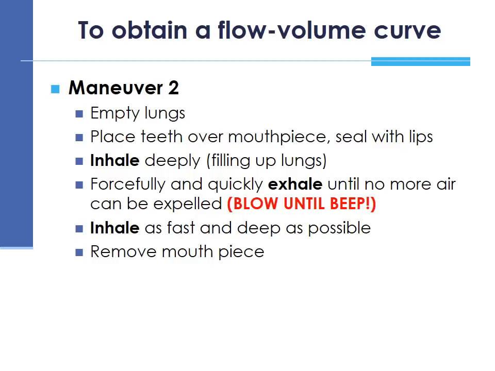So these are the instructions for maneuver 2. Maneuver 2 is a little bit different from maneuver 1, but both of these maneuvers help us to obtain a flow volume curve. So the instructions would be that the patient needs to empty their lungs completely. They then place their teeth over the mouthpiece. Remember, teeth first and then seal with lips. Firstly, they need to inhale as deep as possible, filling up the lungs, so it's a maximal inspiration, and then once again a forceful and quick exhalation. And they carry on until the beep is heard, just like with maneuver 1, and then afterwards there's a deep inhalation and then removal of the mouthpiece.